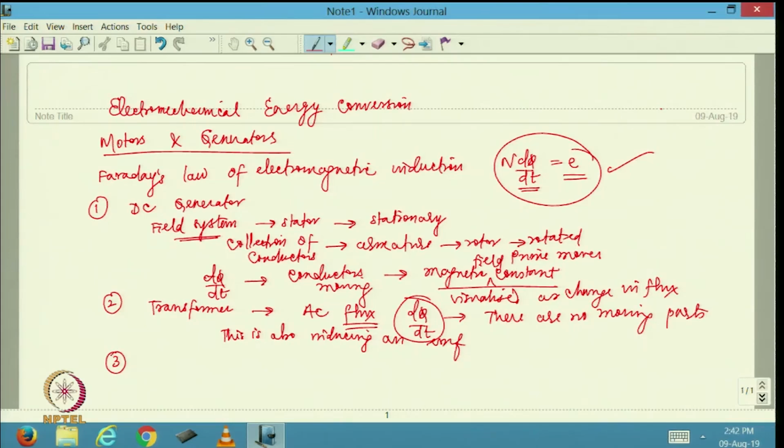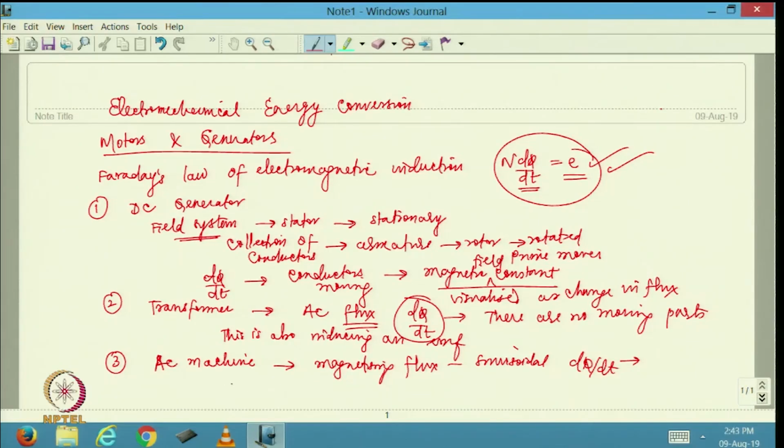The third type of generator action, or EMF induction action, can happen in an AC machine, be it an induction machine or a synchronous machine. There, what happens is, I am going to have a magnetizing flux which is also sinusoidal. So still you will have a d phi by dt, no doubt. So this d phi by dt is essentially going to create an induced EMF, no doubt.